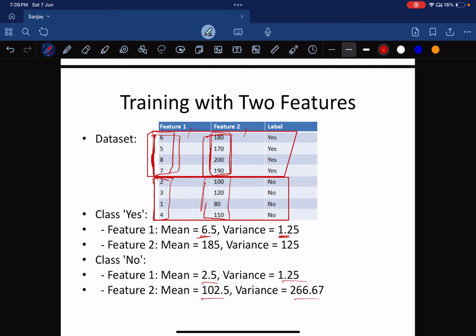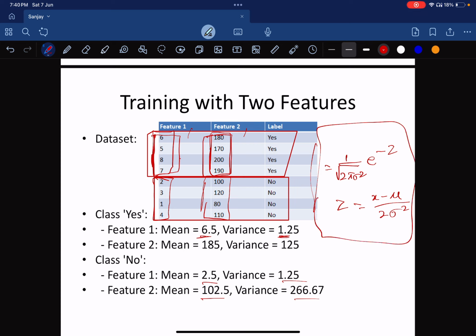After finding the mean and variance, next we go for the predictions. There is one thing: it uses a separate Gaussian function for each feature in each formula. The Gaussian PDF looks like 1 over the square root of 2 pi variance, times e to the power of minus z, where z equals (x minus mu) squared divided by 2 times variance. We substitute the mean and variance of this feature into this function, and separately this other feature also uses its own function.